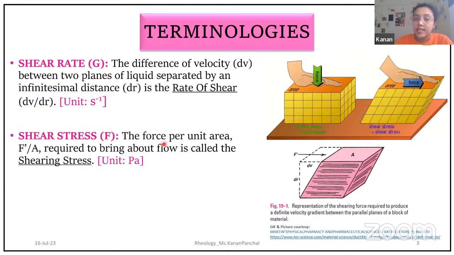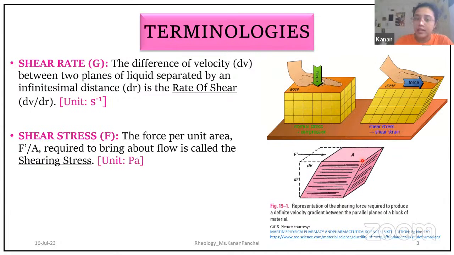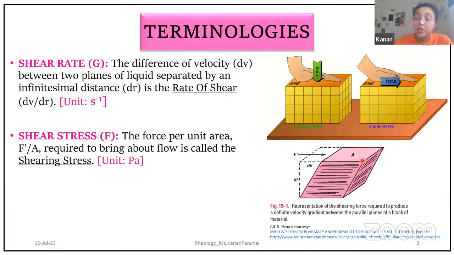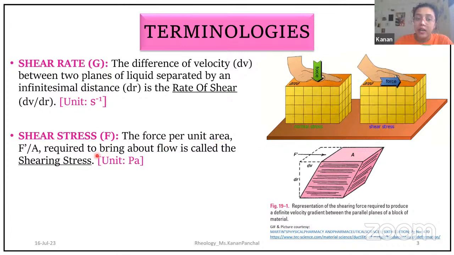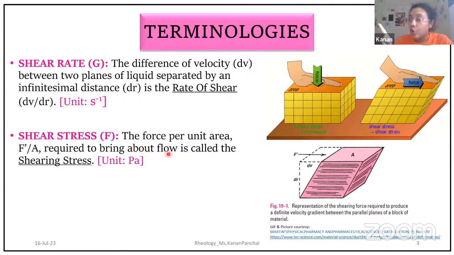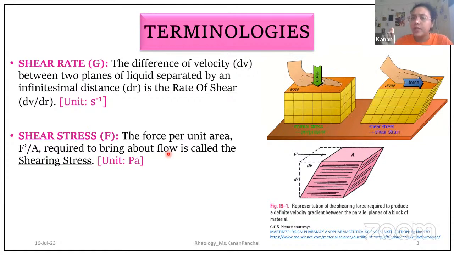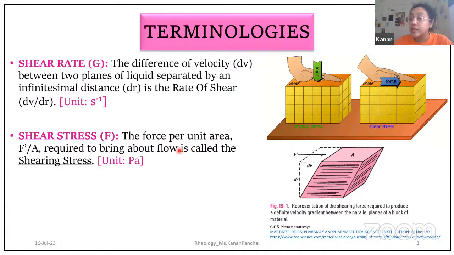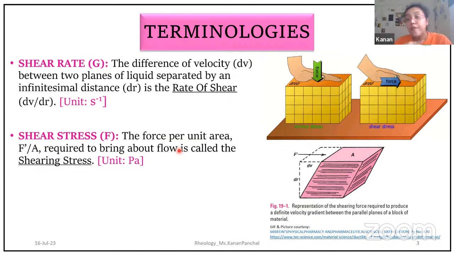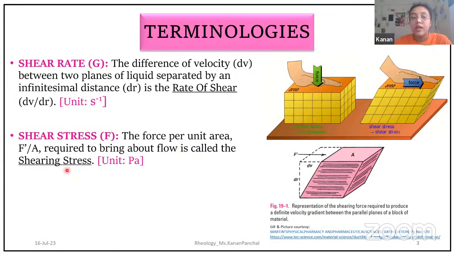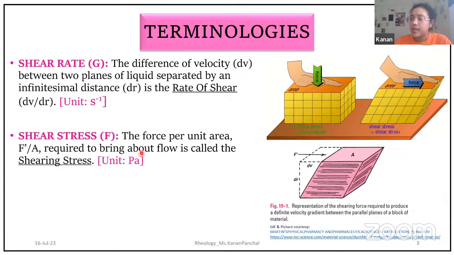And shear stress is the force per unit area. Pressure is nothing but force per unit area. So the force per unit area required to bring about a flow, that is called shear stress. तुम्हारा normal pressure का definition is just force per unit area, but the force per unit area जिससे flow तुम produce करते हो, that is called shear stress, and the units are the same as pressure, that's pascals.